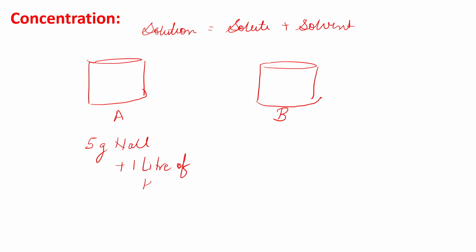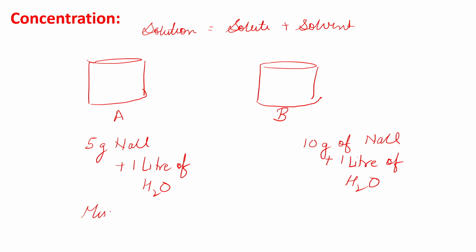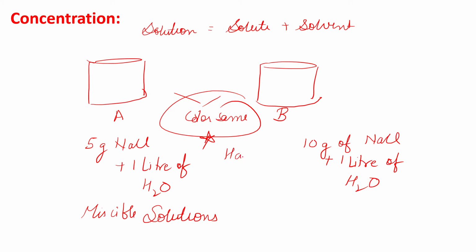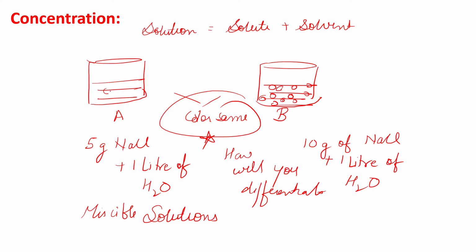And in this one you have added 10 gram of NaCl plus 1 liter of water. Both of them are miscible solutions, so their color is same. How will you differentiate? Here 10 grams of NaCl is present in water, and here only 5 grams are present. So how will you differentiate these?